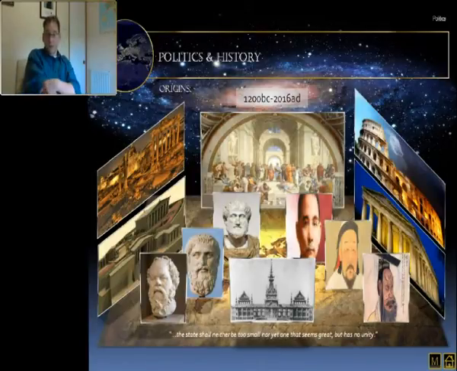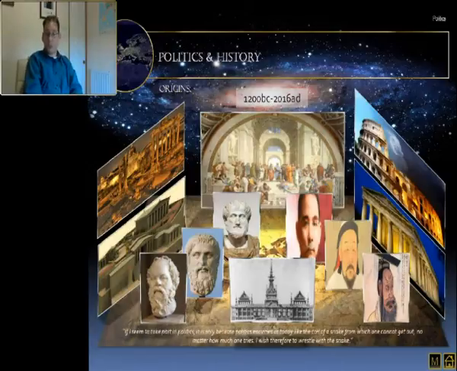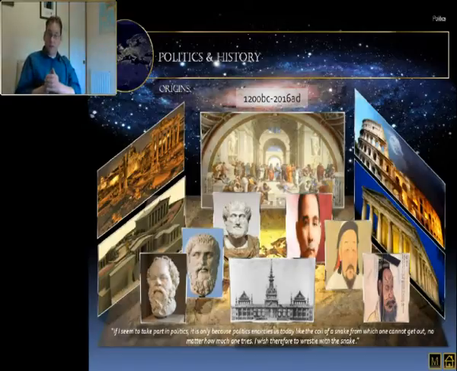The state shall never be too small. Man is by nature a political animal. Right. With a final one saying, if I seem to take part in politics, it's only because politics encircles us today like the coil of a snake from which one cannot get out, no matter how much one tries. I wish therefore to wrestle with this snake.